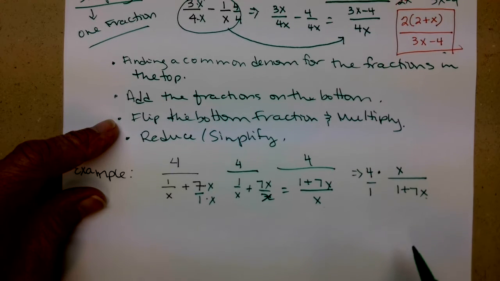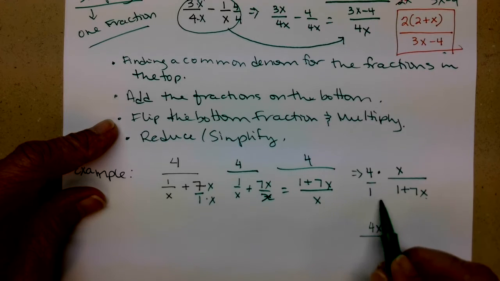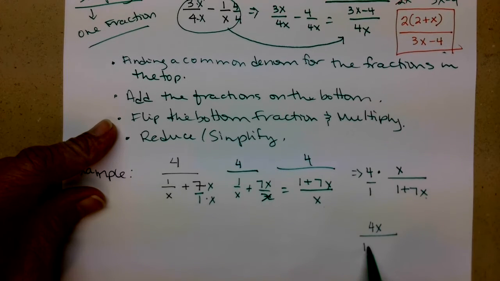And now I'm writing down my final answer. Are you ready? So it's 4 times x, so 4x. 1 times, I don't write the 1 times, 1 plus 7x.